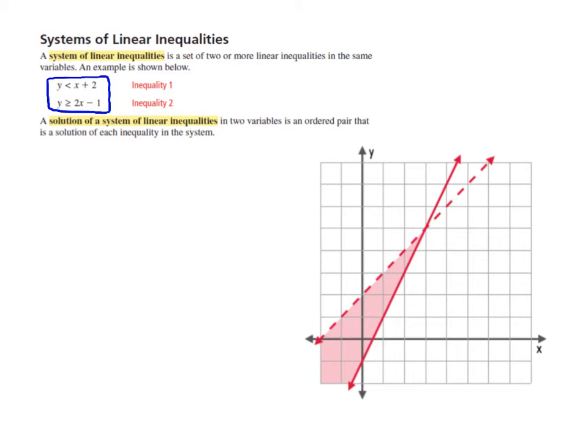A solution of a system of linear inequalities in two variables is an ordered pair that is a solution of each inequality in the system. That means it has to be a solution of both inequalities. It has to make both true.